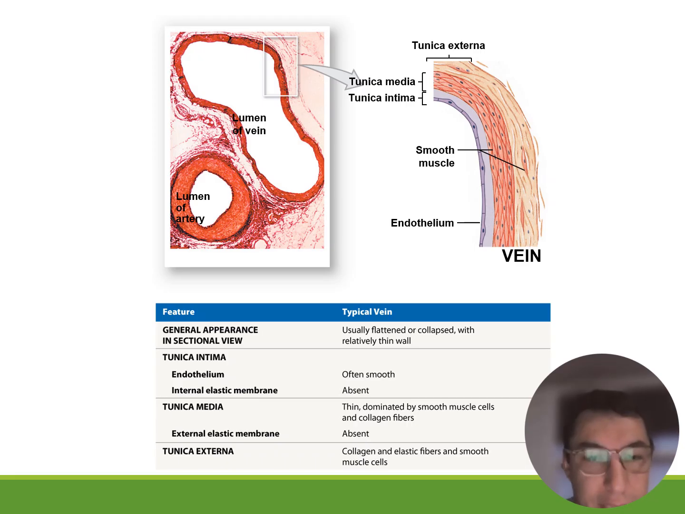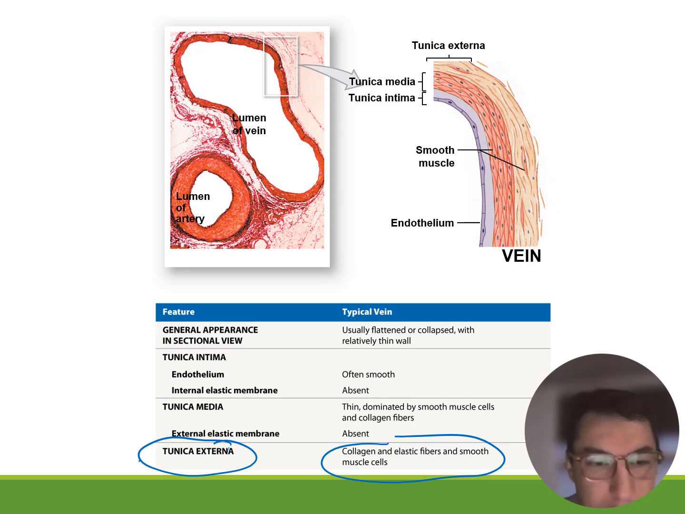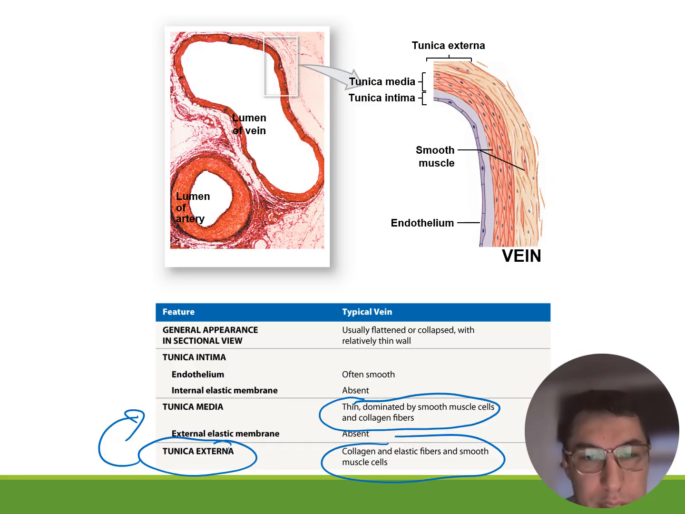Veins. In veins, the tunica externa is larger than its tunica media. The tunica media of veins is thin compared to the arteries because it doesn't need to constrict. The internal and external elastic membranes are not present. They're absent. All right. The endothelium that runs inside veins is usually smooth, and that is because there is no constriction. The lumen inside is expanded most of the time.